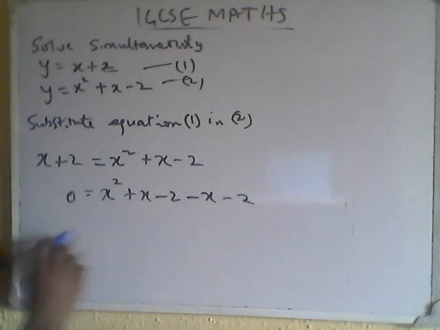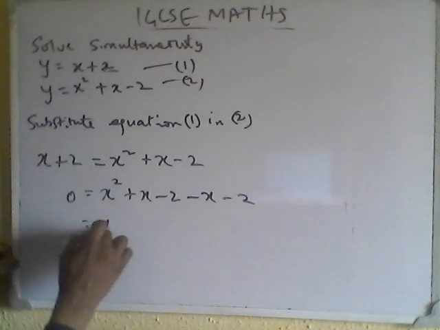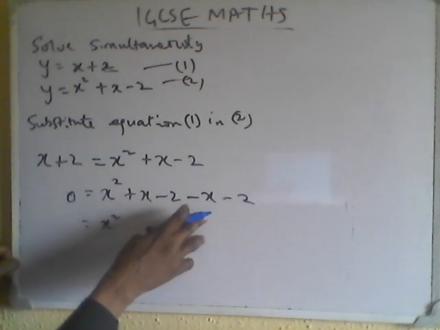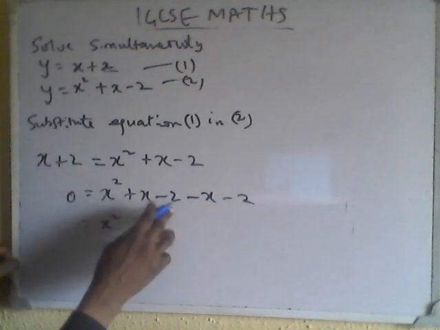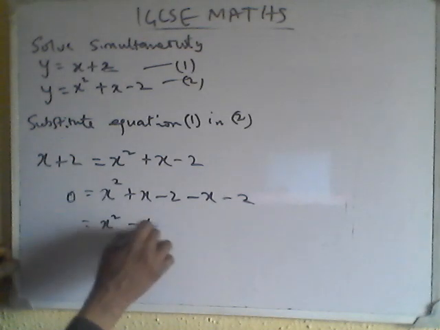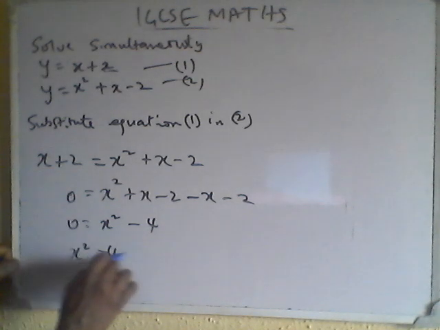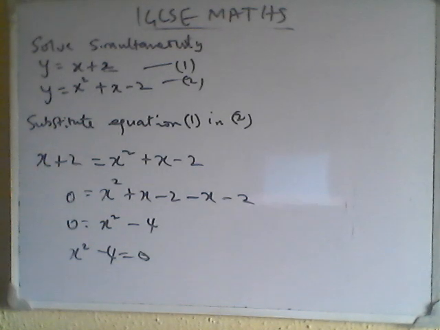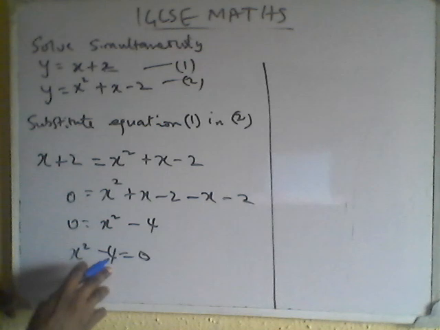So I can group this to be x squared, x minus x gives me 0, and minus 2 minus 2 gives me minus 4. So this is equal to 0, or I can say x squared minus 4 equals 0. This is a quadratic equation, but at the same time, I can write it as a difference of two squares, because 4 can be written as 2 squared.